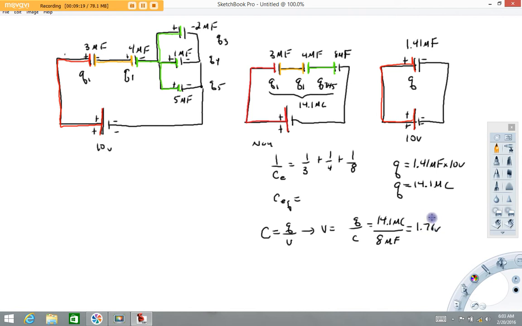Right, so now what I'm going to do is take this voltage again, taking note, that's from green to black. That means in this picture, the voltage across here, here, and here is 1.76 volts. So now, charge 3, we can say, is equal to 2 microfarads times 1.76 volts. And I get 3.52 microcoulombs out of that.